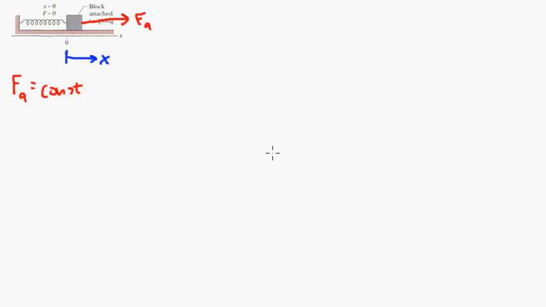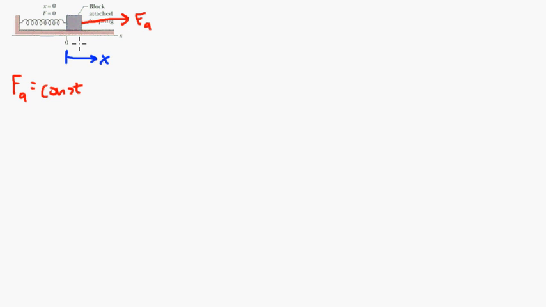Okay, as promised, here's a slightly alternate method for solving this first problem. So we want to find the point. We've got this applied force on this spring, which is starting at rest, and we want to find how far it stretches before it comes to rest again.